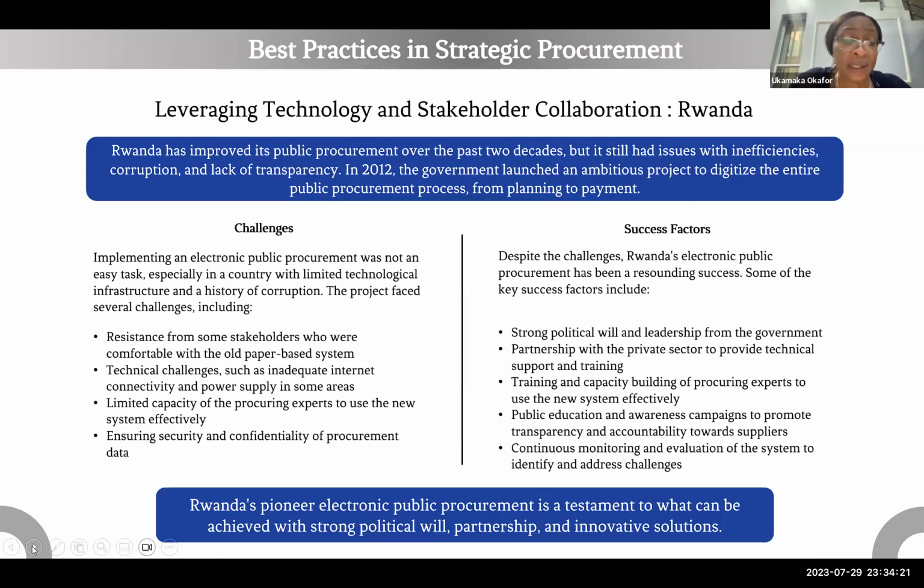innovative solutions. So I want to pause at this time to ask us: assuming Nigeria wants to implement this technology in strategic procurement, and apart from these 4 challenges, what extra challenges can we have in Nigeria? Or do you think we have these 4? Or do you think we have these 4 plus other ones? And what do you think will be the success factors? Because we may end up one day implementing this technology and stakeholder collaboration. So if you want to contribute, you can raise your hand and unmute yourself.